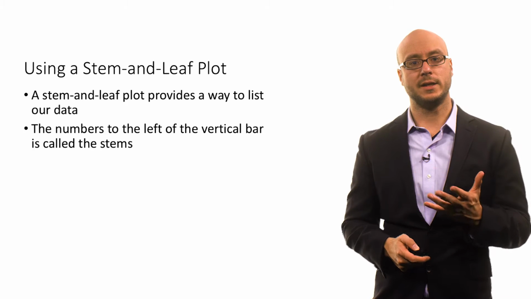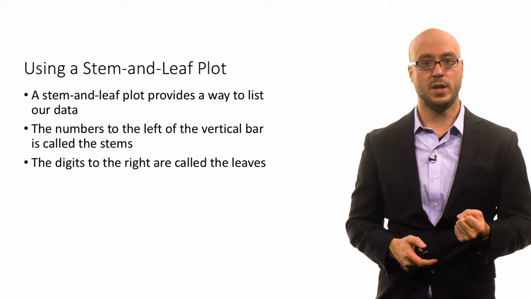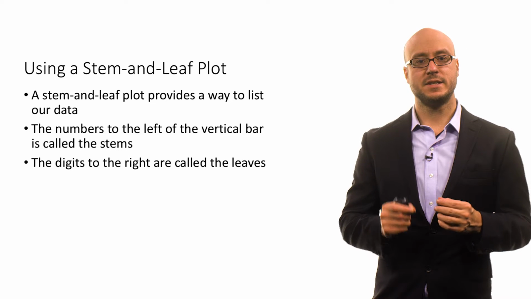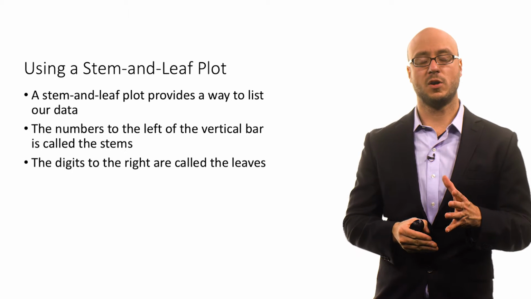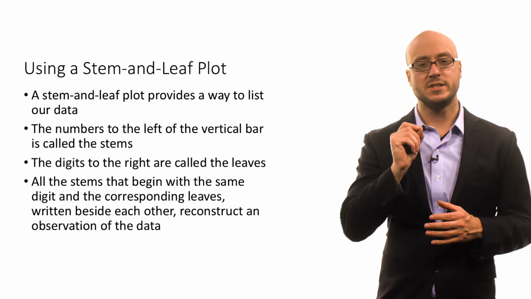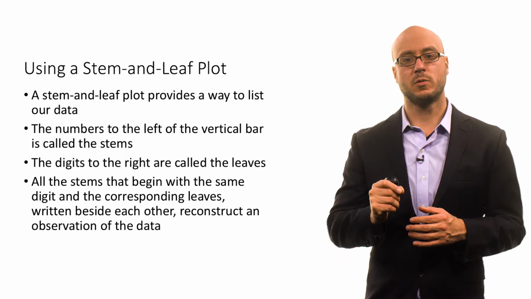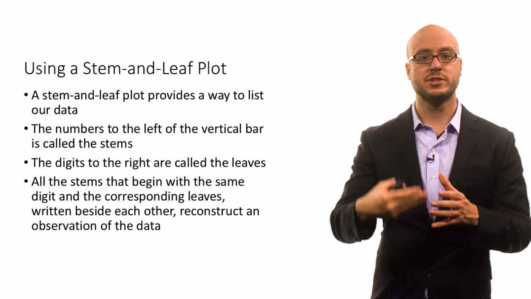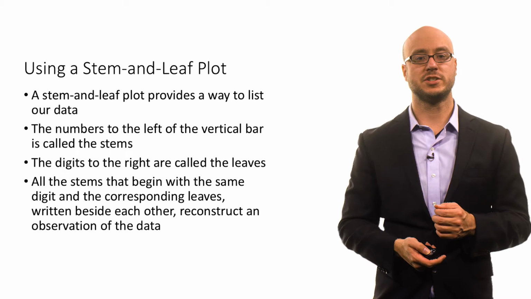One common technique is to use what's called a stem and leaf plot. It provides a way of listing our data. The idea is that the numbers to the left of this vertical bar are called the stems, and the digits to the right are called leaves. All the stems that begin with the same digit and the corresponding leaves, written next to each other, allow us to reconstruct any particular observation of the data set.